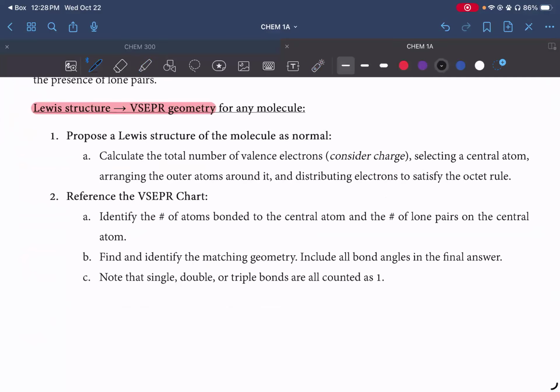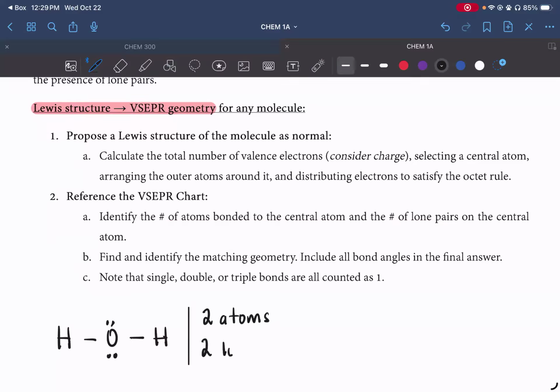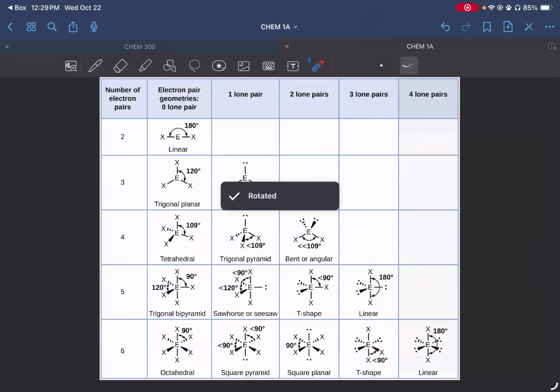Here's how that works. Once you have your Lewis structure, in this case, water, HOH, you will identify the number of atoms bonded to the central atom, as well as the number of lone pairs on the central atom. Taking a note right here, we see there are 2 atoms attached to the central, and there are 2 lone pairs attached to the central. Once you identify that, you will identify and find the matching geometry. This leads us to the VSEPR chart shown here.